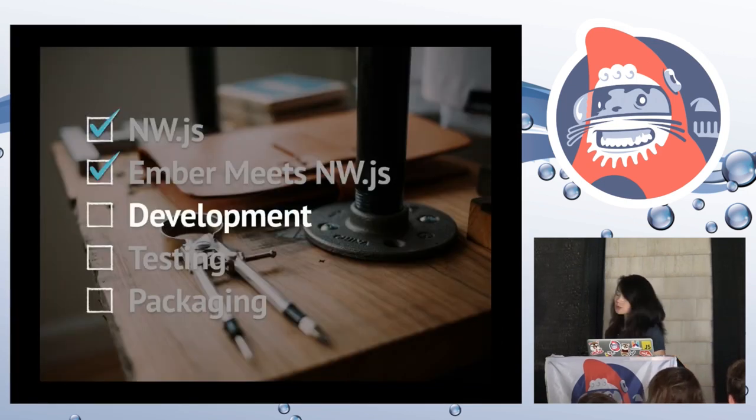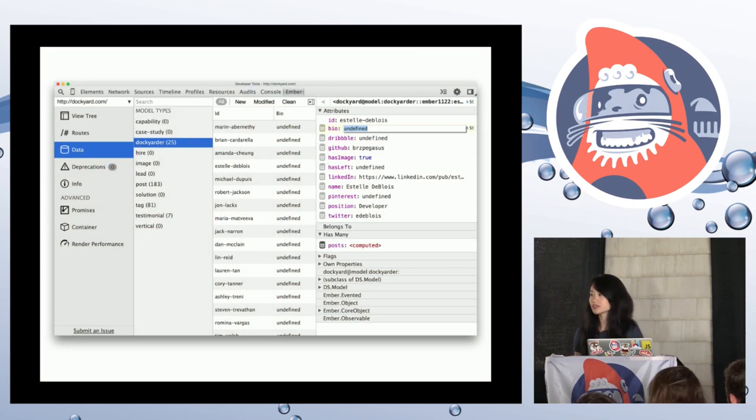All right, so let's move on to development a little bit now that we saw how to really get started with this. I don't know about you, but whenever I develop web apps, I like to have the DevTools open. I leave it open because I inspect everything from error messages to deprecation warnings. But I also use the Ember Inspector a lot. I find it so helpful.